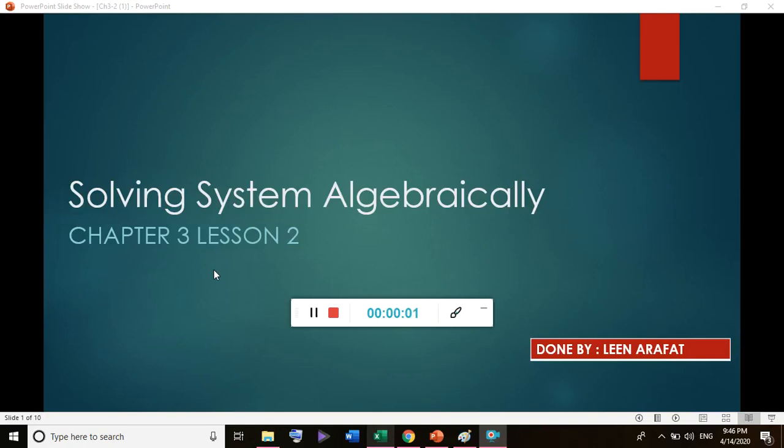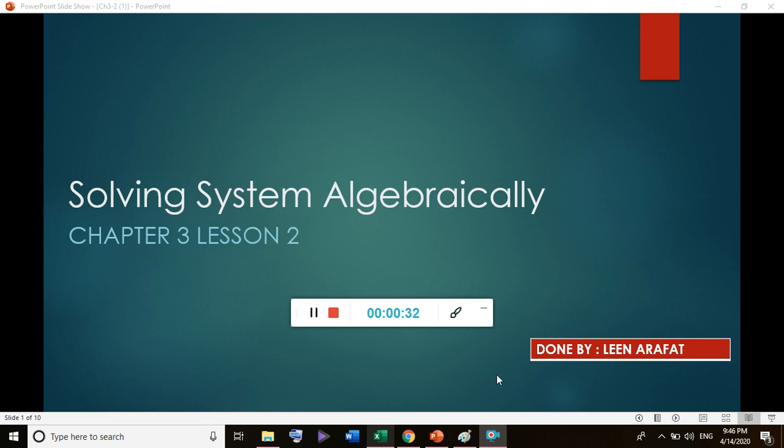Good morning, everyone. Today we're going to start with lesson 2 of chapter 3, which talks about solving systems algebraically. In the previous lesson we solved systems using two methods, by using graphs or by using tables, and we also had to know if the system is consistent or inconsistent. This is a quick revision of the previous lesson. And now in this lesson we're going to solve it using different methods.